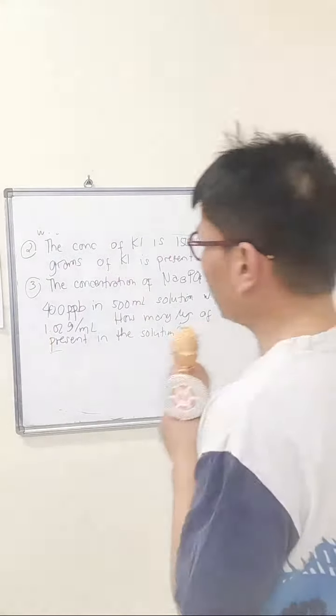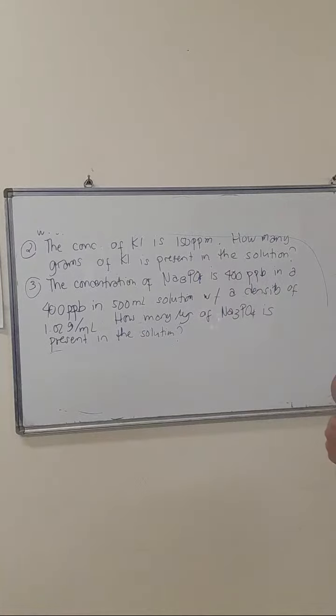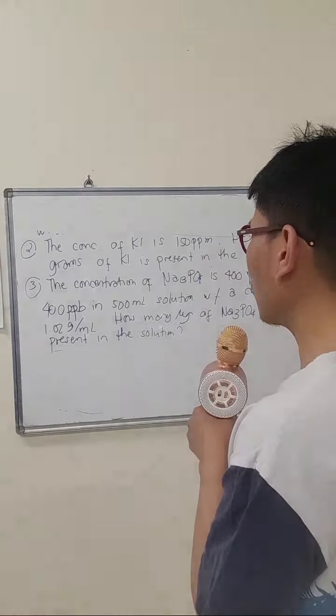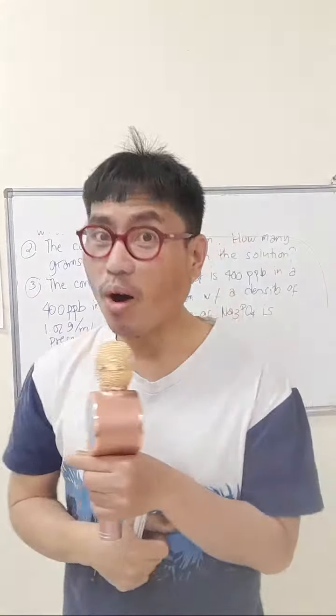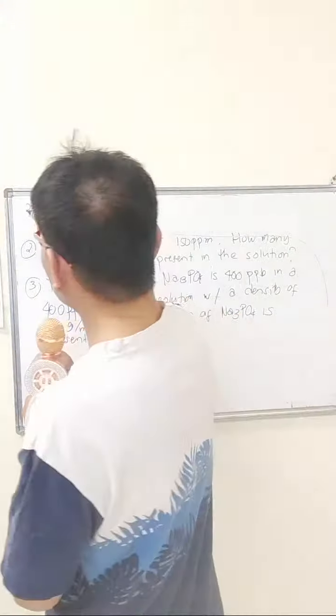Let's go back to parts per million. Question number 2. The concentration of potassium iodide is 150 parts per million. How many grams of potassium iodide is present in the solution? Okay. Now, question number 2, it's here in the top of my solution.